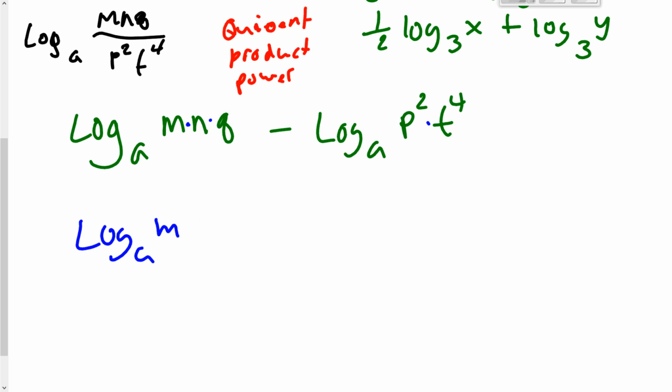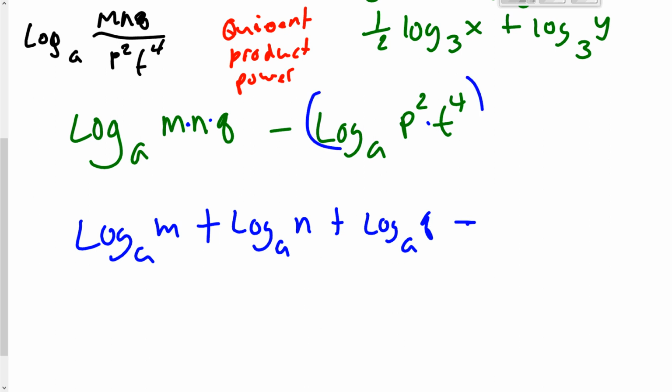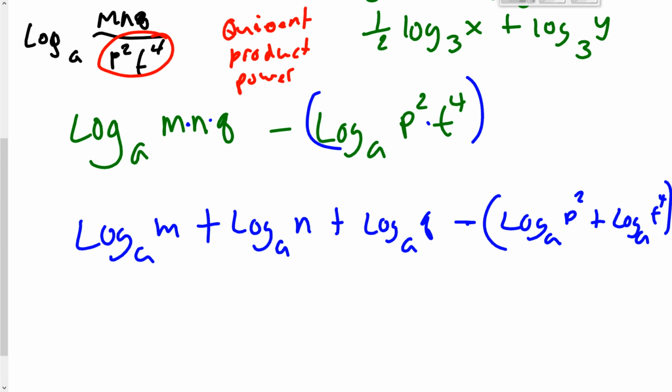Log base A of m plus log base A of n plus log base A of q. And then I'm subtracting this whole thing, right? So I'm subtracting this whole thing. So that means I'm subtracting log base A of p squared plus log base A of t to the fourth. Now what you can do on these two is basically whatever's in the denominator, I'm going to be subtracting that log. Okay, so when I expand it to the log of p squared and log of t to the fourth, those are both going to be negative logs, because they're in the denominator. All logs on top will be positive.